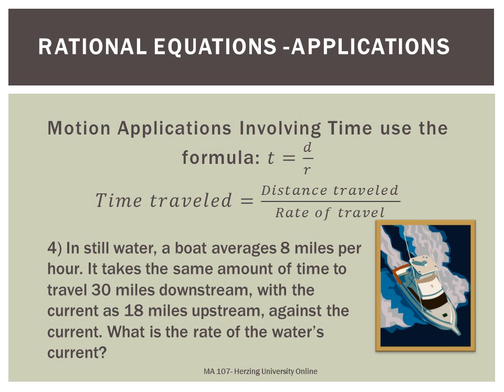Rational equations are also used in motion applications. Motion applications involving time use the formula T equals D divided by R, which represents time traveled equals distance traveled divided by the rate of travel. Let's look at an example. Example 4. In still water, a boat averages 8 miles per hour. It takes the same amount of time to travel 30 miles downstream with the current as 18 miles upstream against the current. What is the rate of the water's current?